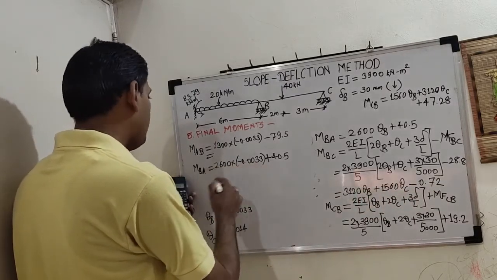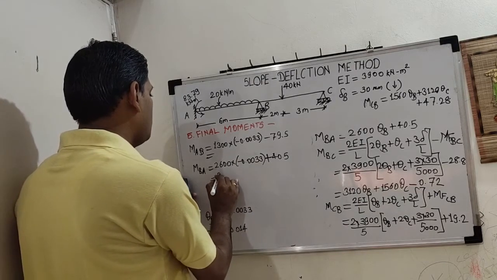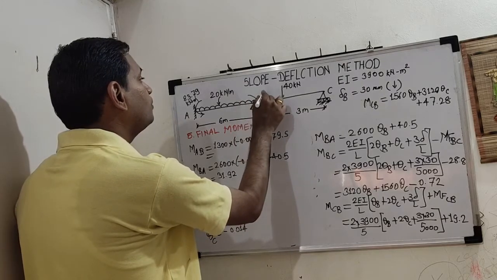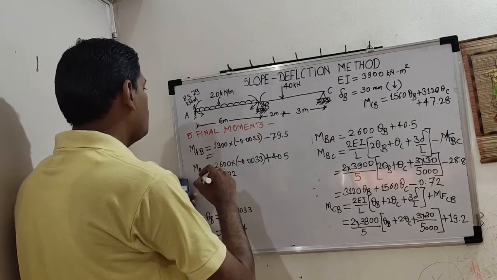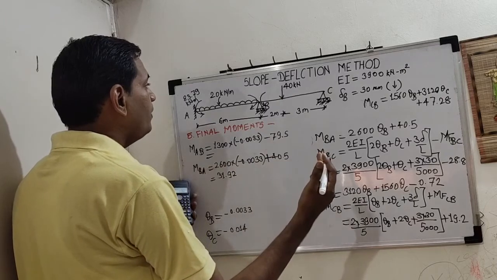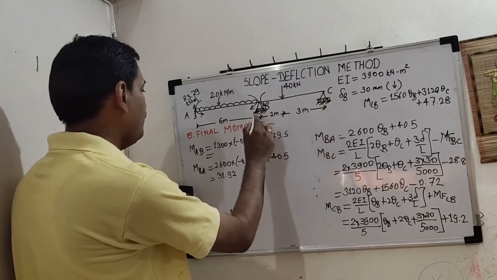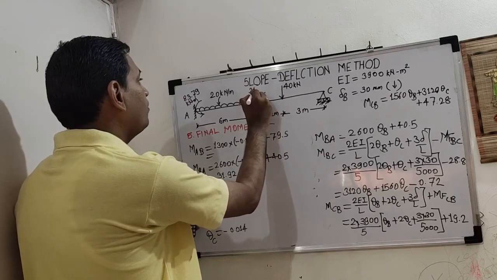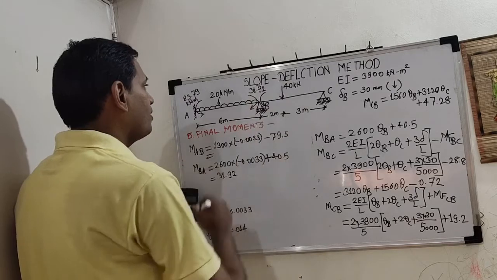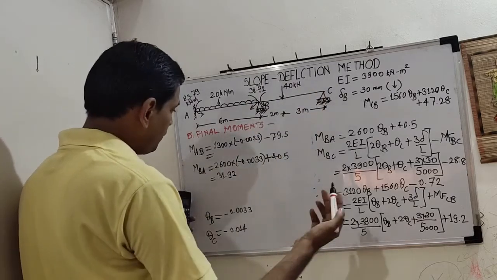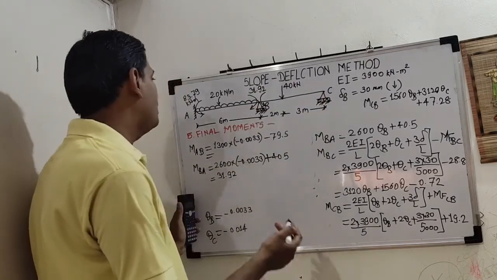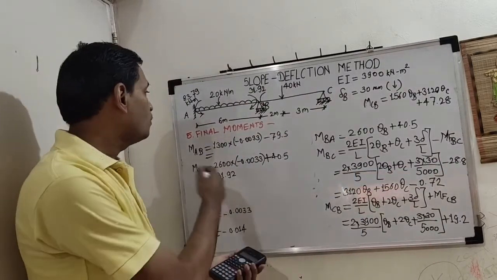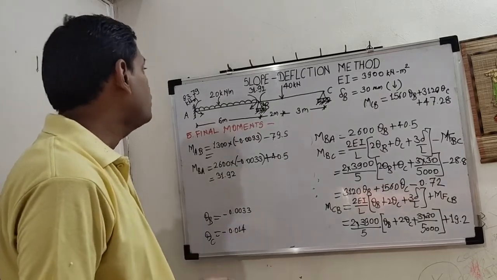31.92. Calculated answer is plus, so that is a clockwise moment. So I'll show it here. So this has to be anti-clockwise, because in step 4 we are saying MBA plus MBC is 0. So if MBA is plus, MBC has to be minus. So this is 31.92 kilonewton meter. MCB is 0 because we have written this condition in step number 4, equilibrium equations. MCB is 0. So we have got all the values now.